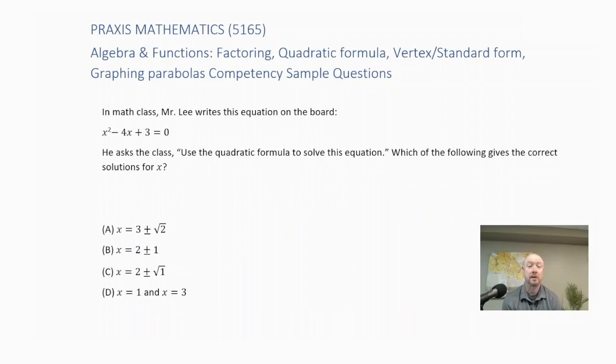In math class, Mr. Lee writes the equation on the board, x squared minus 4x plus 3 equals 0. He asks the class, use the quadratic formula to solve this problem. Which of the following gives the correct solutions for x?